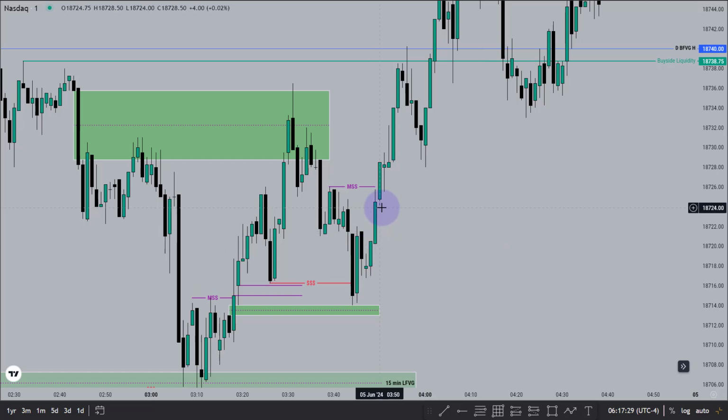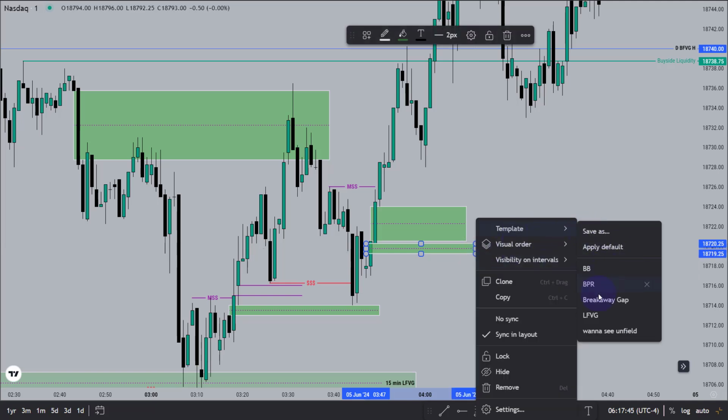Where is your parallel gap? There is your parallel gap. This is your entry parallel gap over there. This is your entry parallel gap, and here is your new breakaway gap. So this move, this is your new breakaway gap, and that area, this is your breakaway gap.